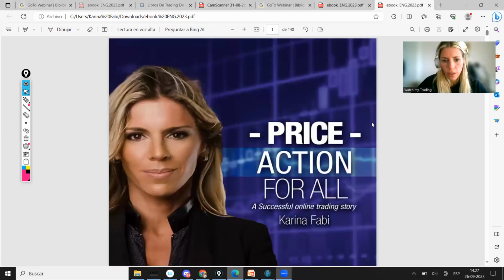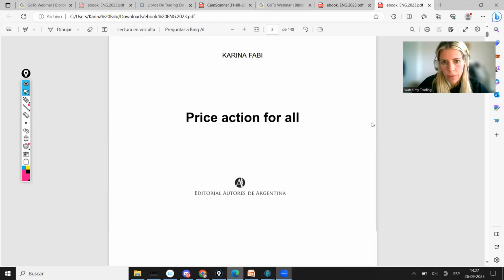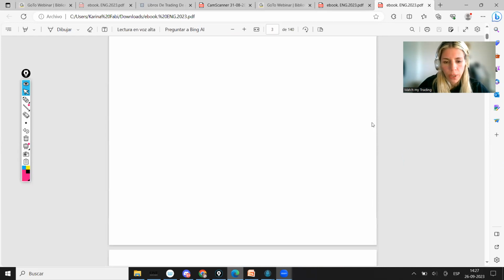Okay, so we're just gonna run a few examples of today's equilibrium price, which is from the last lesson that we talked about yesterday, lesson number 1. If you haven't checked it yet, you can go ahead and go through the first lesson about the equilibrium price. This is from the book, Price Action for All. You can get it, of course, from my website.